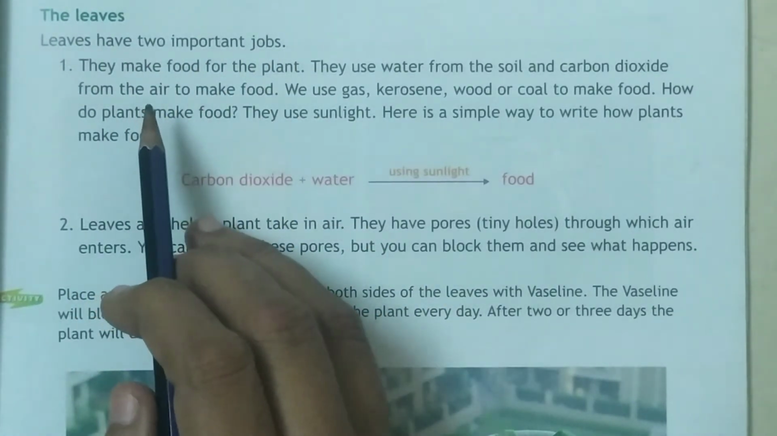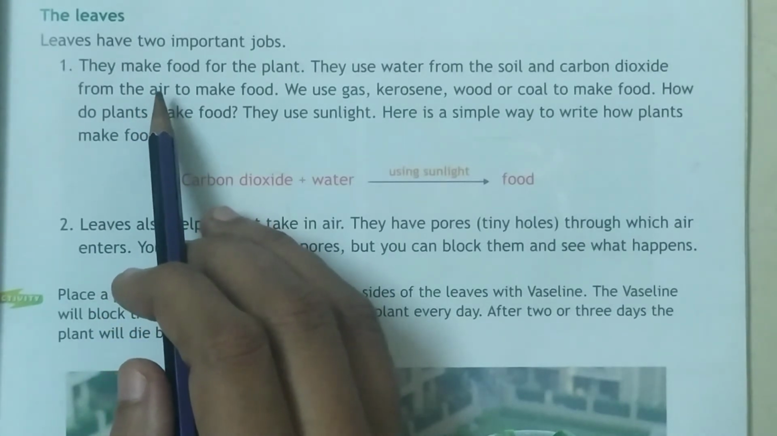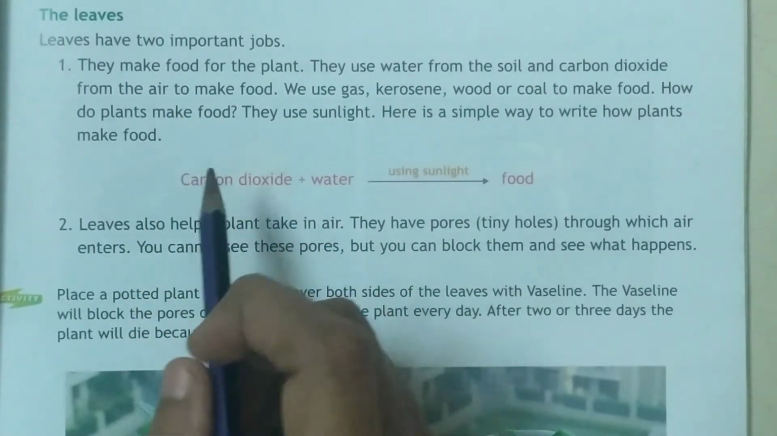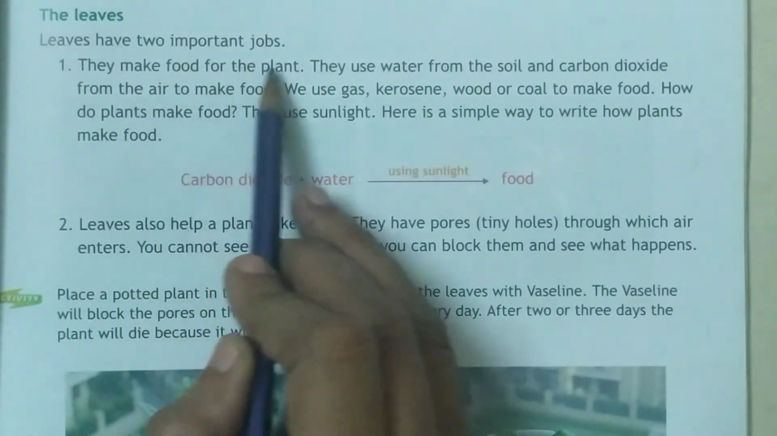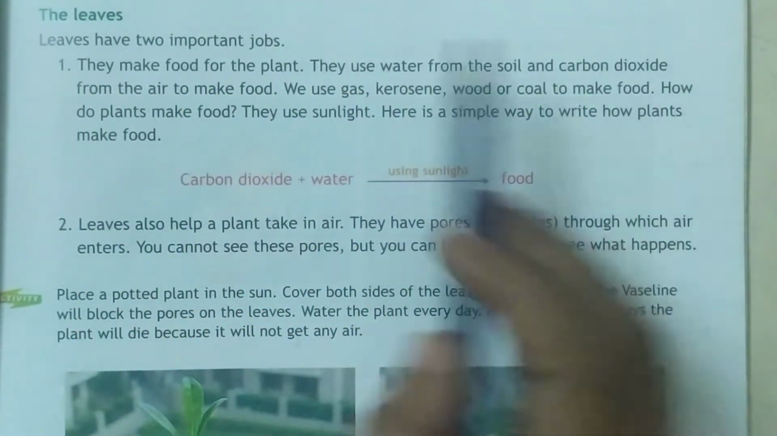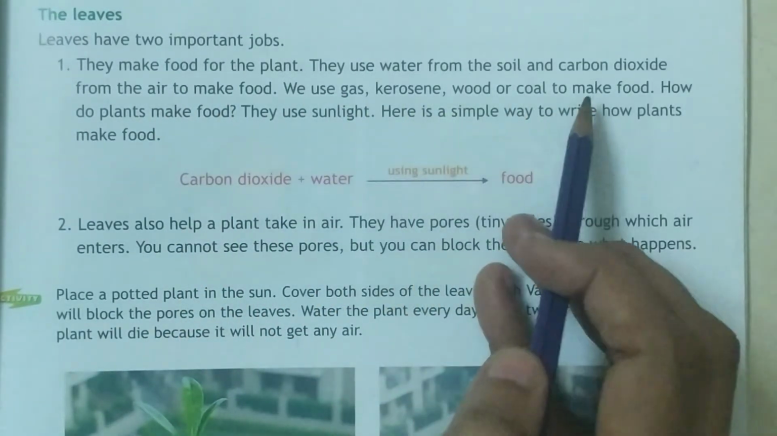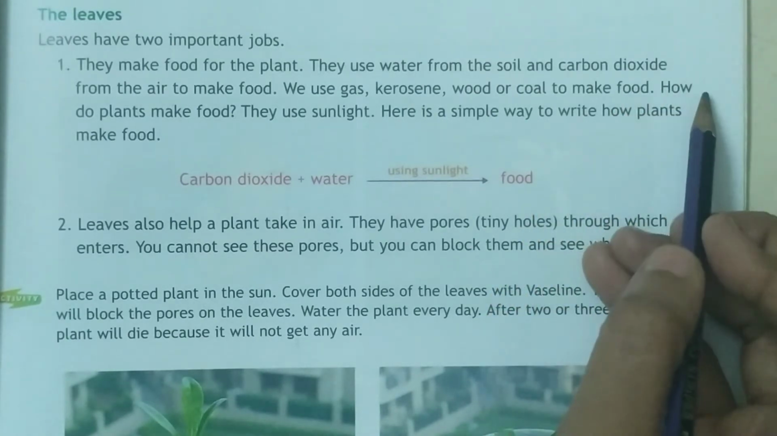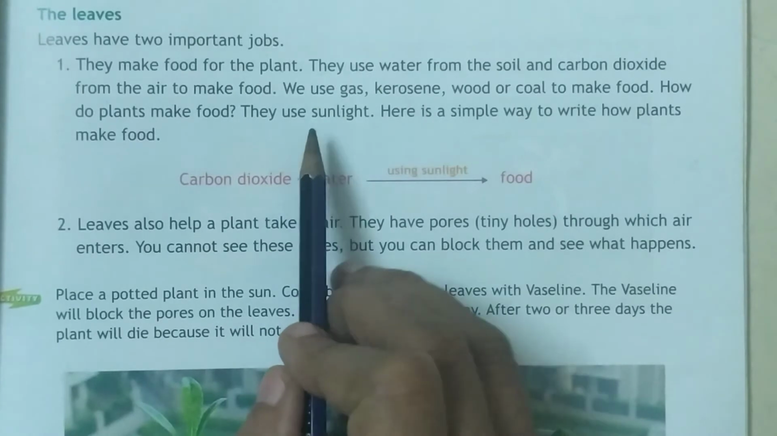The main job, what we have learned, just recall it. Yes, the main job of a leaf is to prepare food for the plant, isn't it? Yes. Okay, they make food for a plant. They use water from the soil and carbon dioxide from the air to make food. We use gas, kerosene, for example, to make food. For example, gas to cook in the kitchen, isn't it? Then how does the plant make food? With the help of the sunlight, yes?